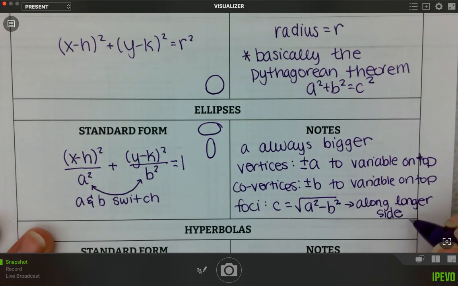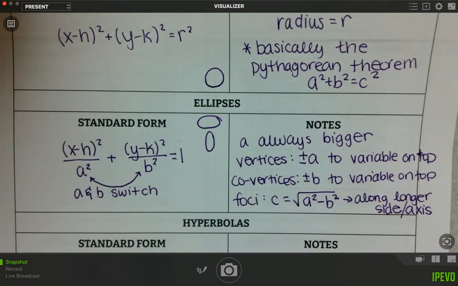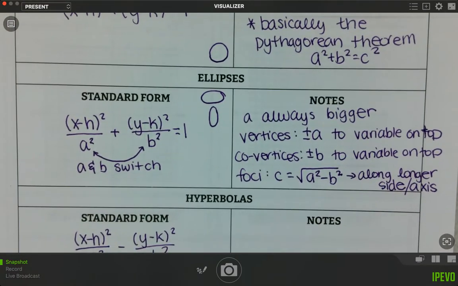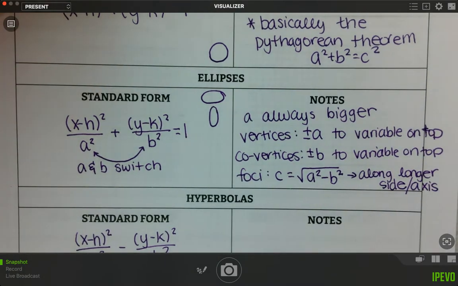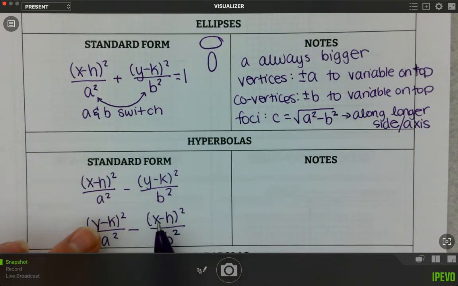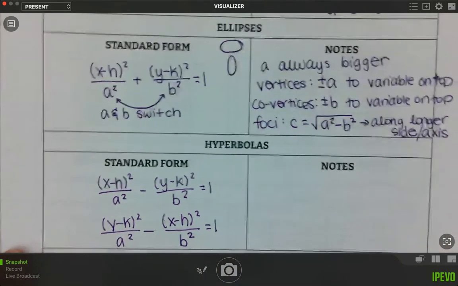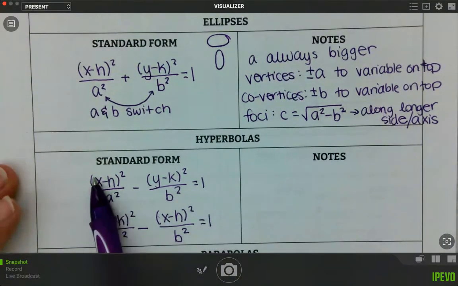Okay, side, and I'm going to put slash axis. It's technically an axis, I just didn't want anybody to freak out when I use that word. And then we're going to move on to hyperbolas. For a hyperbola, x and y can switch places. I'm sorry, these should both equal 1 as well. And I'll give you a second to go ahead and write down these if you want.